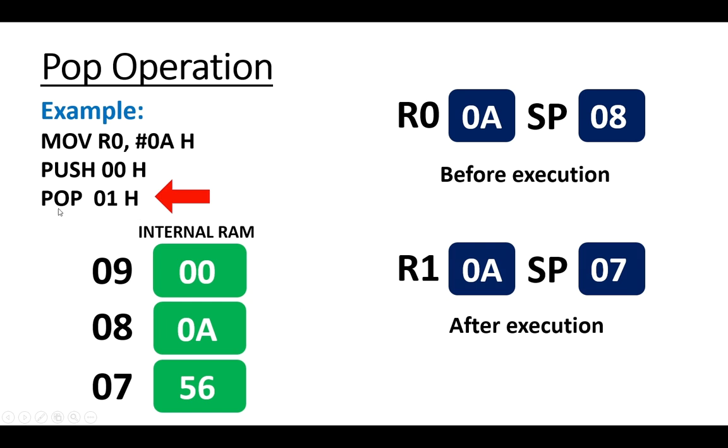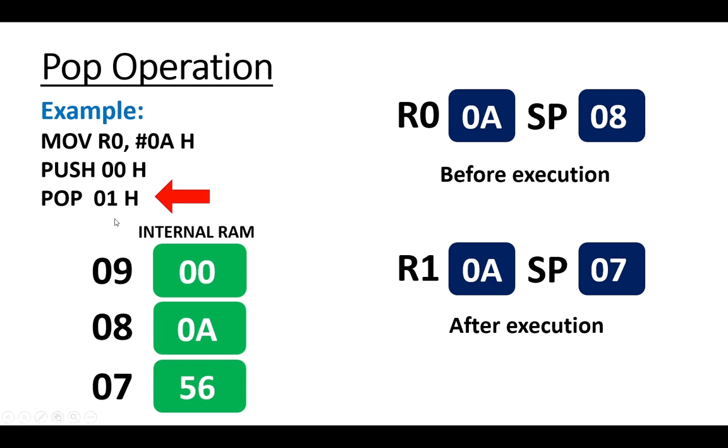So when you execute the pop instruction, the data from the memory location pointed to by SP is copied and stored into the R1 register. 01 is the address for the R1 register. For that you need to recall the memory structure of 8051. The link is given in the description box. You can check that video also.